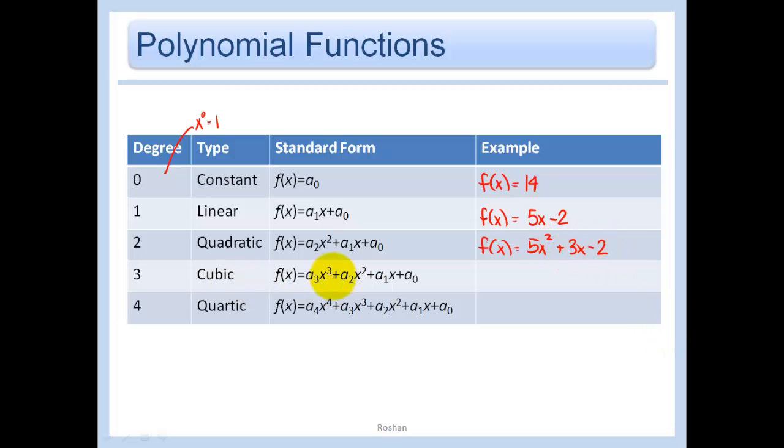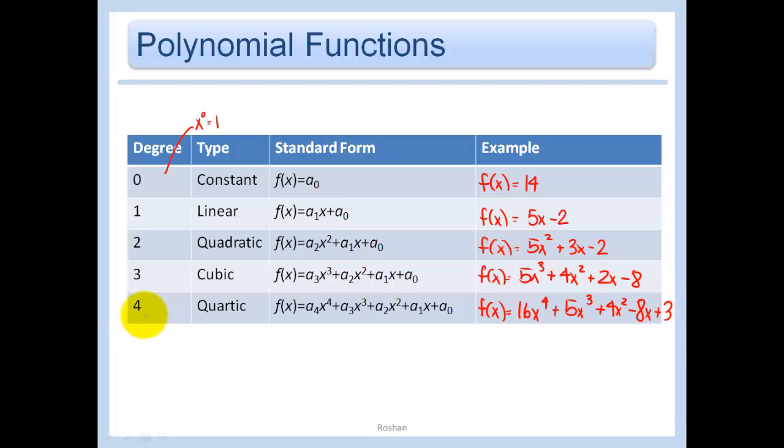A cubic would have a third degree in it: 5x cubed plus 4x squared plus 2x minus 8. It doesn't matter what numbers you have in there. And then a quartic is just a fourth degree, so that means that the highest power is now the fourth degree: 16x to the fourth plus, let's just go with 5x cubed, plus 4x squared minus 8x plus 3.